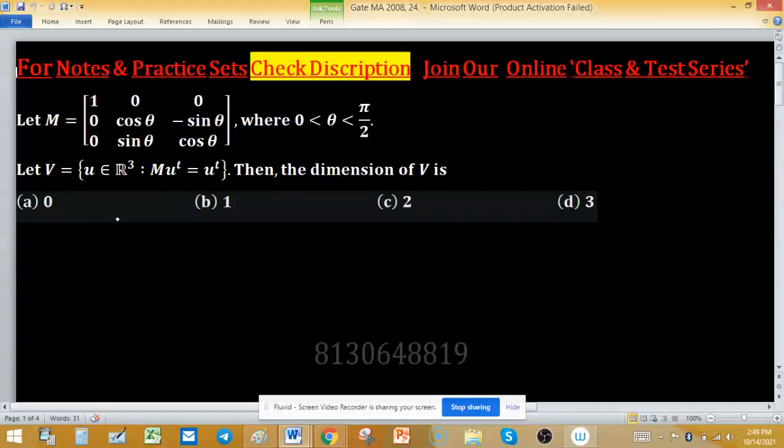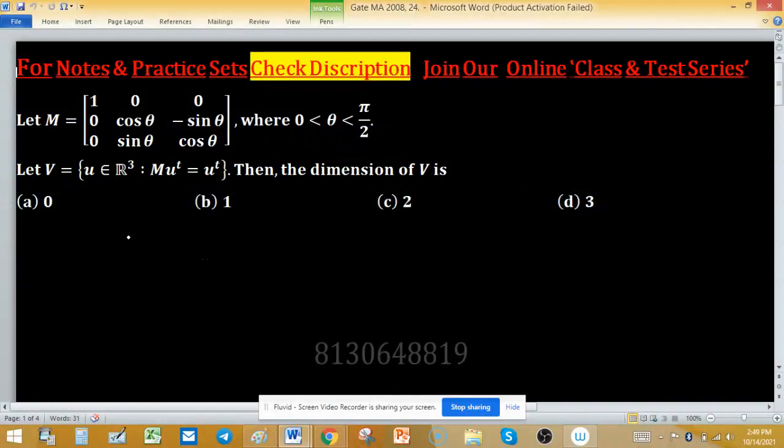M is equal to this matrix, and theta, which is used in matrix formation, lies between 0 and pi by 2. A set V is defined, and this is a vector space, and we have to find the dimension of this vector space. So first recall what is the meaning of dimension of a vector space. Dimension of a vector space is the number of vectors in a basis. It means linearly independent as well as spanning elements.